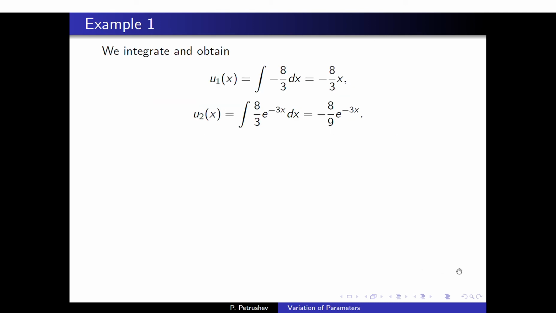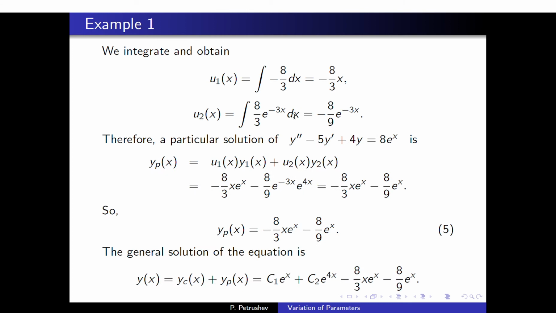And now we have to integrate. The two integrals are very simple, so we get these functions for u1 and u2. And then a particular solution of the equation that we are interested in is given by this formula. Slightly simplified, we get right here yp equals this quantity. And now, knowing yp and yc, we can write the general solution of this equation, which is given by this formula. Here c1 and c2 are two constants.